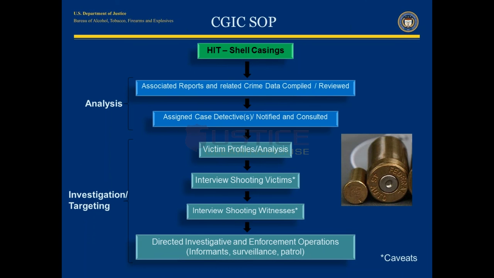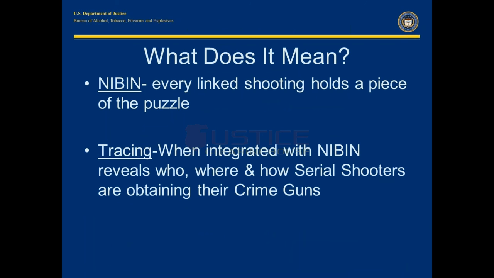So what does it mean when NIBIN links several shooting events? Every different event, every report holds a piece of that puzzle. One report may have a specific suspect vehicle description. The second report may have a specific physical description of the shooter. The third report may have the identity of the gang responsible for the shooting. In and of themselves, these things don't really mean much, but when you put them together, it starts really focusing in on where you need to be.